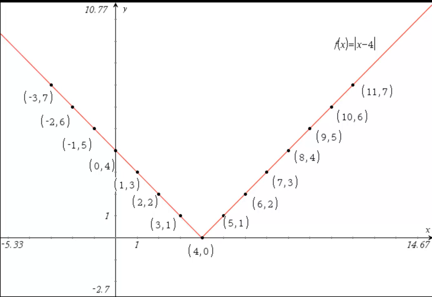Now I want to look at the inequality. So when is it greater than or less than or greater than or equal to? Because this is the equal to. All of these values make this statement true. -3 is equal to 7 when you put it in there. 1 is equal to 3. 4 is equal to 0 when you put it in there. And that's creating this graph. Okay? Now let's look below here.